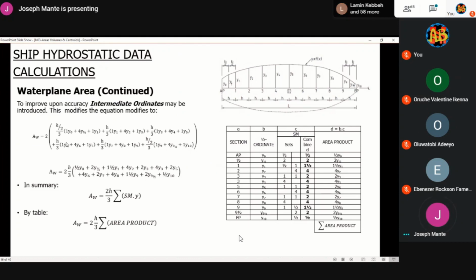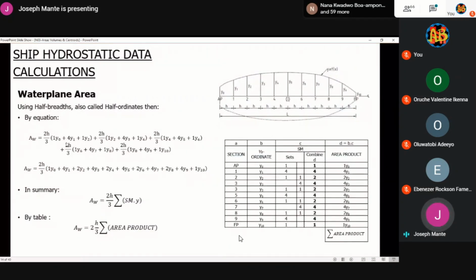All right, so we move on. Water plane area coordinates. To improve upon accuracy, intermediate coordinates may be introduced, and the equation modifies too. What we are saying is, the more you create sections, the more accurate the whole thing becomes. For instance, if this particular diagram is divided by only 3, you might not get it accurate, because a lot of calculations will not be captured.